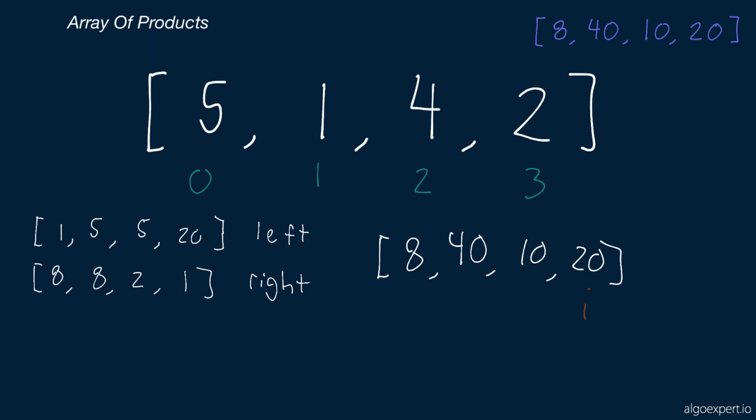We have now created our output array. We can simply return this output array, and well, that's going to be the answer to our problem. And you can see that this output array matches with our correct answer. And there you go. That is how you solve this problem with this approach.